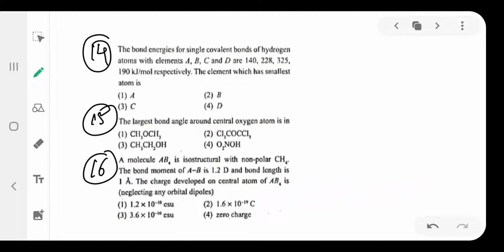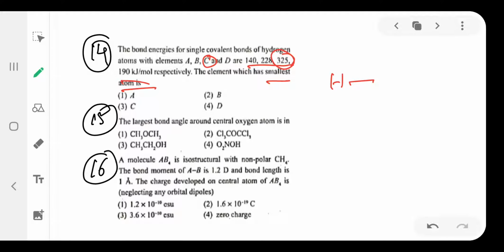Then the next one is question number 14. The bond energy of the single covalent bond of hydrogen with atoms A, B, C, D is given. The element with the smallest atom, when combined with hydrogen, has the strongest bond energy. Smallest atom means, among A, B, C, D, the smallest element combined with hydrogen has the highest bond energy. The highest bond energy is 325.